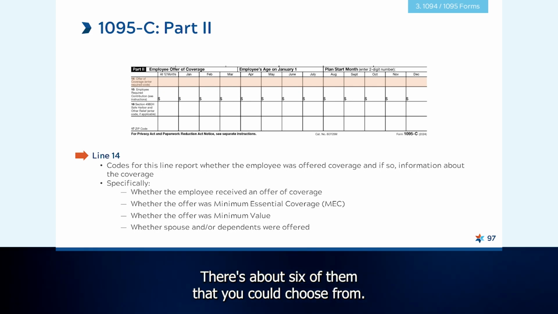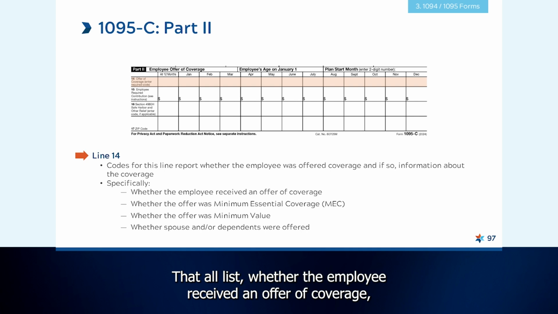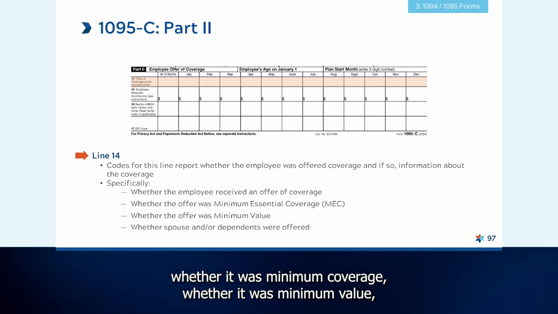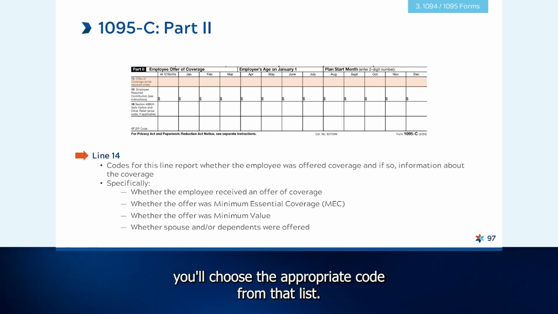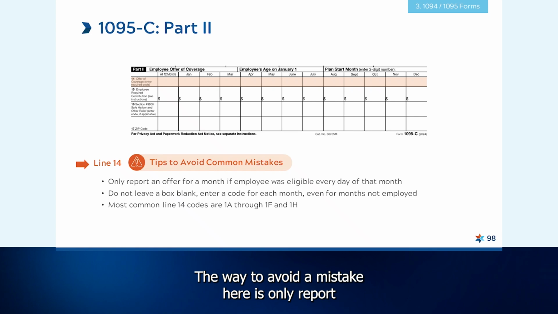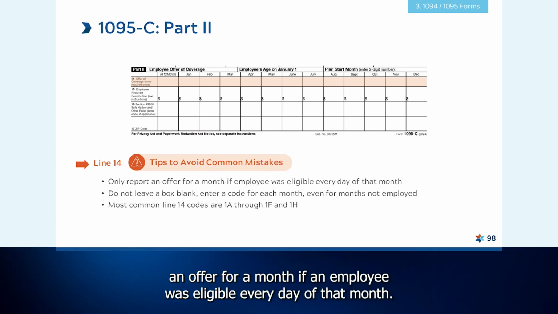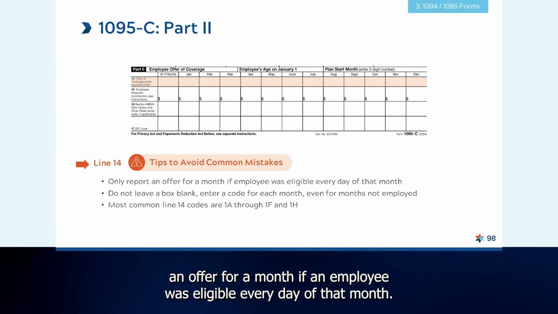There's about 6 of them that you could choose from that all list whether the employee received an offer of coverage, whether it was minimum essential coverage, whether it was minimum value, whether spouses or dependents were offered. You'll choose the appropriate code from that list. The way to avoid a mistake here is only report an offer for a month if an employee was eligible every day of that month.